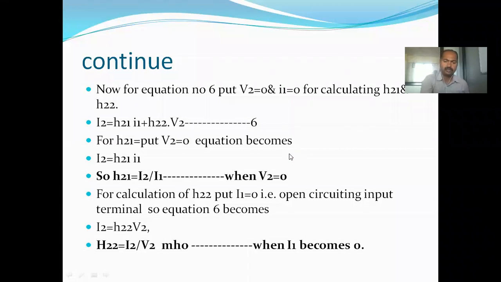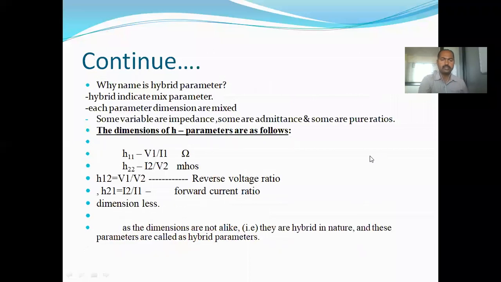Okay. These are the things with respect to the H parameter. Now see, we have discussed why the name is hybrid parameter, because all of the parameters related to it should be mixed. So the units of that should be mixed. That's why we don't configure the transistor parameters with respect to the Z parameter or Y parameter. That's why we have to carry out the same thing with respect to the H parameter. That's why these are called hybrid parameters.